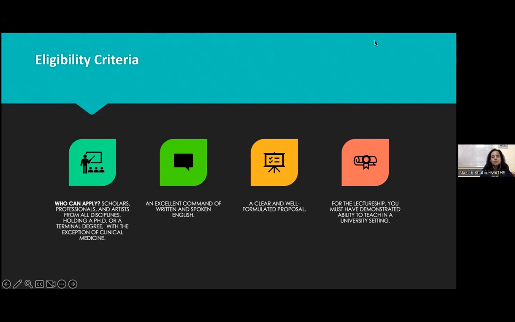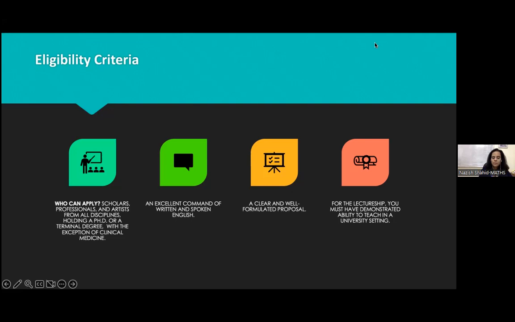For this Fulbright Scholar program, you can also apply for lecturing. If you want to teach in a US university or college, you have to demonstrate the ability to teach in a university in Pakistan as well. First you have to give them proof that you have conducted teaching here in Pakistan, and then you can apply. So these are more or less the eligibility criteria.